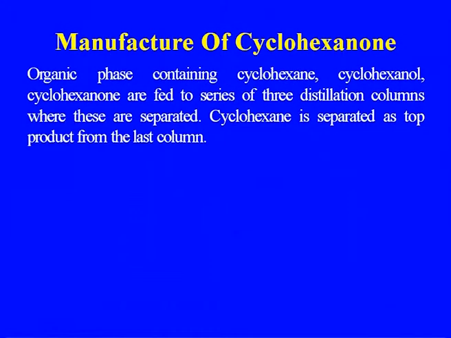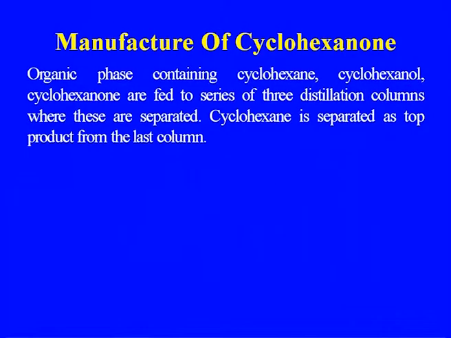The organic phase contains cyclohexanone, cyclohexanol, and some unreacted cyclohexane. The cyclohexane is recycled, and the cyclohexanone and cyclohexanol are fed to a series of 3 distillation columns for the separation, and finally we are getting the cyclohexane, which is again recycled, and the product, cyclohexanone, which is needed in the process.